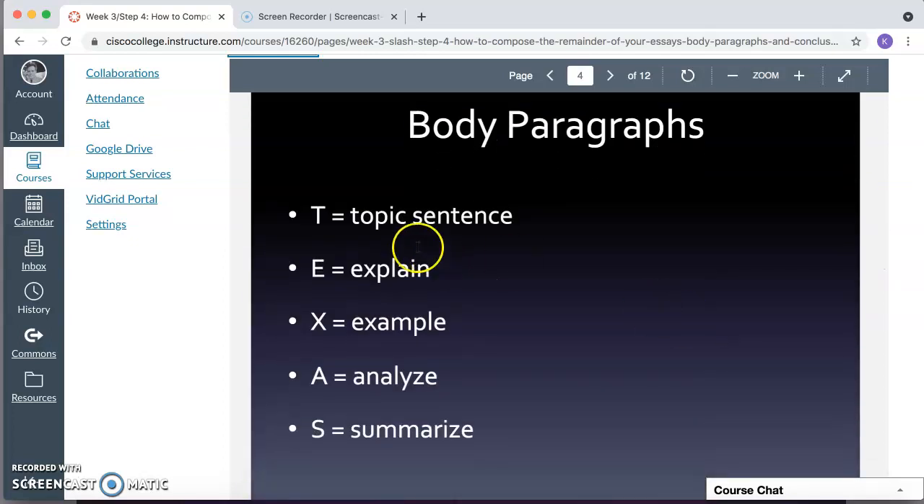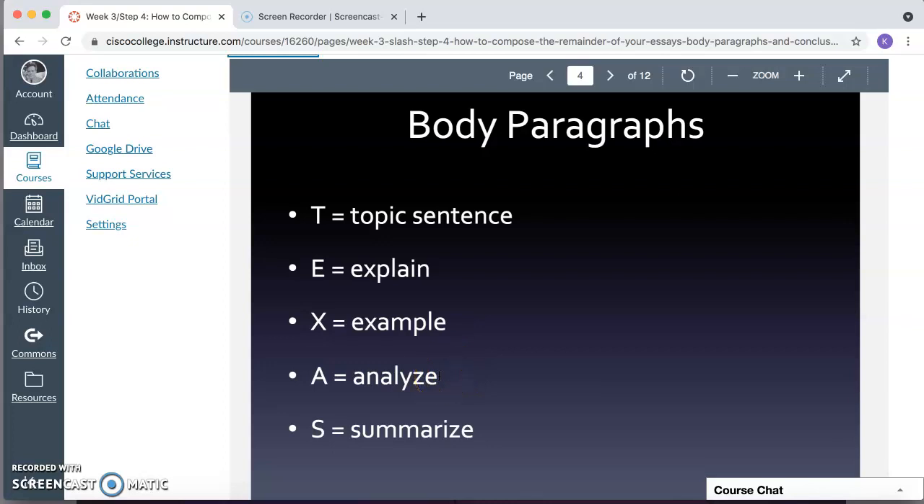And that breaks down to TEXAS: T, your topic sentence in which you introduce the topic of the paragraph. E, in which you explain a little bit further or elaborate on that topic sentence. X, give an example of whatever this topic is. That would be the third or fourth sentence of this paragraph.